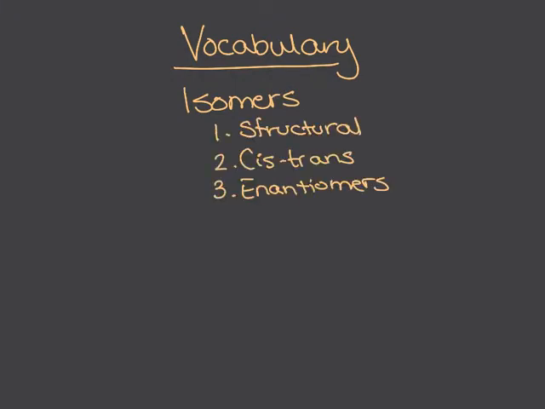This will probably be new to you. It is not part of the IB curriculum, is to talk about different isomers, although you may have seen this in chemistry. And there's 3 types that you'll need to know. Those are going to be structural, cis-trans, and enantiomers.